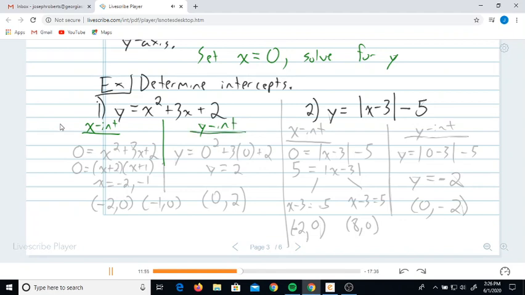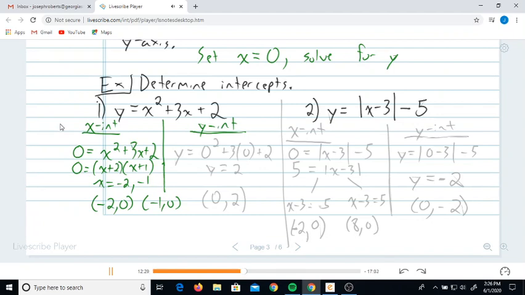So if I want the x-intercept, I'm going to set the y-coordinate to 0 and solve for x. So set y to 0 and solve for x. So x-intercepts, you're solving for x values. So we got a quadratic equation. We did a bunch of these on the first exam. And you get x equals negative 2, negative 1. So we have two x-intercepts, negative 2, comma 0, and negative 1, comma 0. Notice that the y value is 0. That's what makes it an x-intercept.